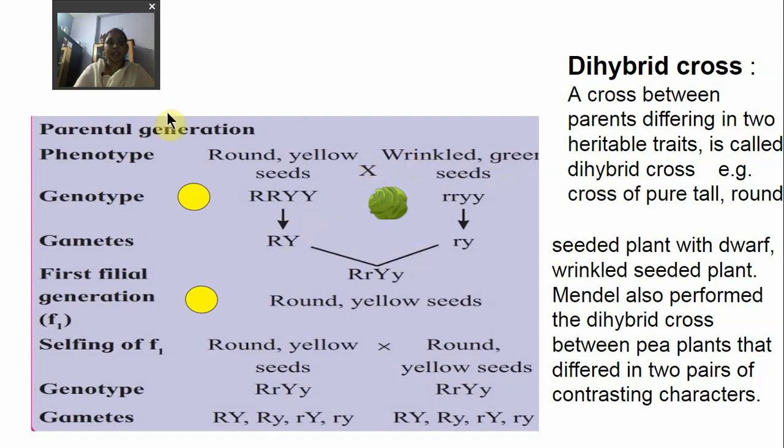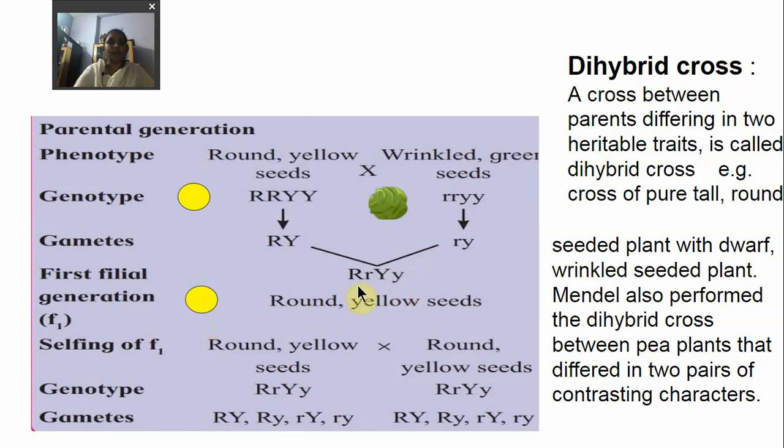In a dihybrid cross, when these plants undergo crossing, the round and yellow seeded plants form the gamete capital R capital Y, as this is a dominant trait, and the wrinkled and green seeded plants form small r and small y, as this is a recessive trait. When these gametes fuse, it forms the F1 generation, and all of the F1 generation shows the dominant characters, that is round shape of the seed and yellow color of the seed, and the genotype is capital R small r capital Y small y.